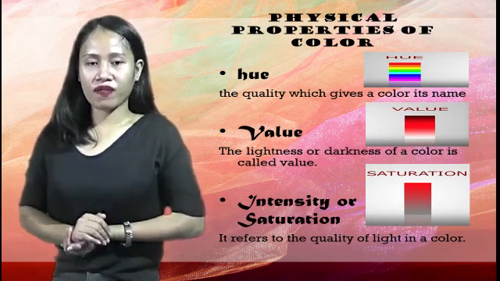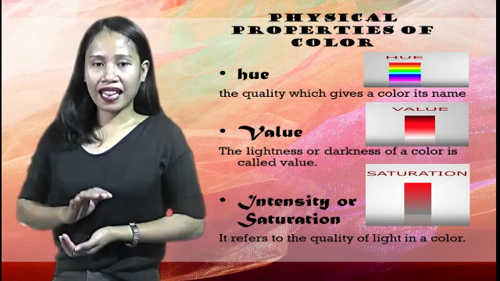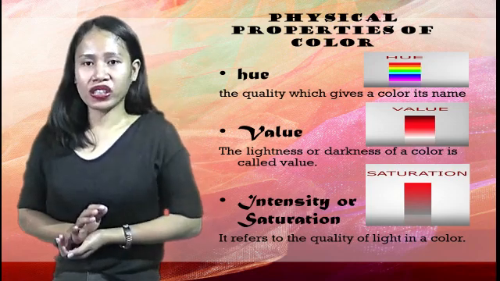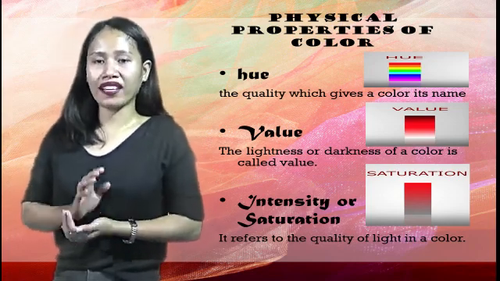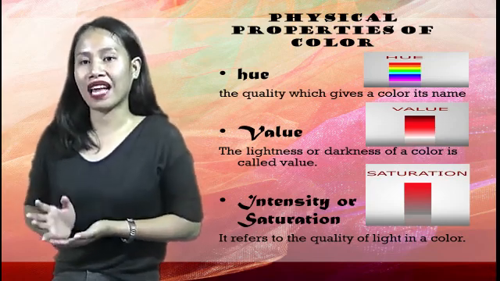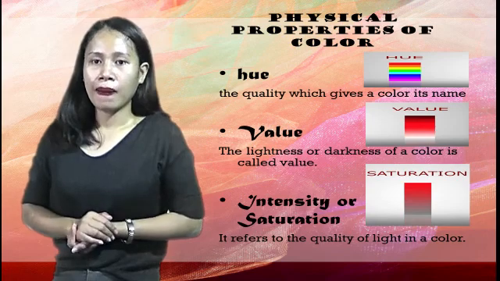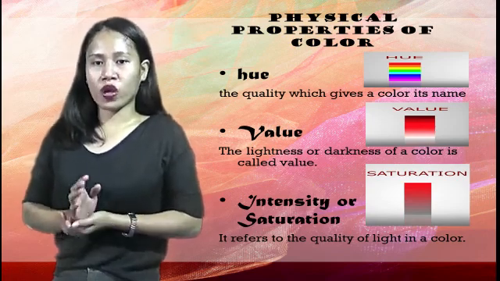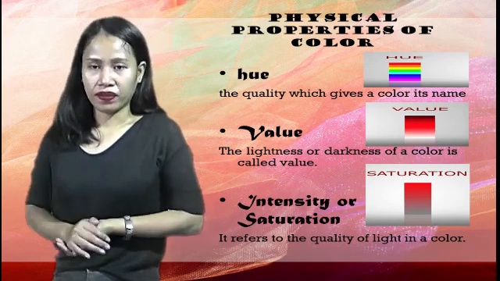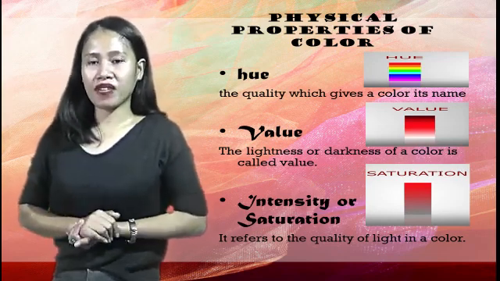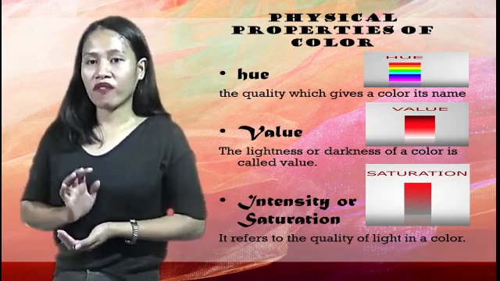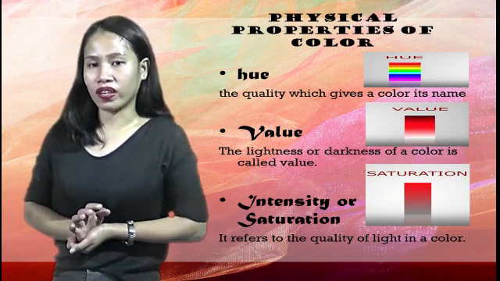So let's proceed to another physical property of color. The lightness or darkness of a color is called value. Adding neutrals such as black or white to any hue, for example blue or red, results in changing the quality of light it reflects. For example, when black is added to red, it results in dark red. When white is added, we get light red. So let's proceed to the last physical property of color. We have the intensity or saturation. It refers to the quality of light in a color.